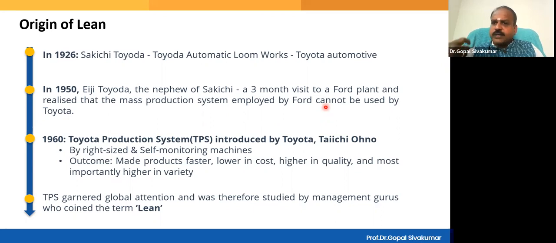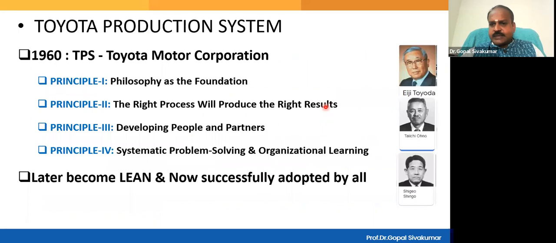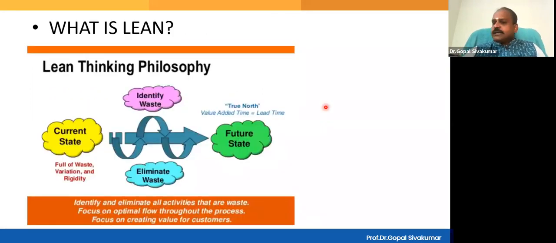Professionally doing it is called benchmarking. So they benchmarked many of the best practices, particularly of premium US-based companies, including Ford. And later, Toyota became a tough competition because of all these principles. And today we call it lean.